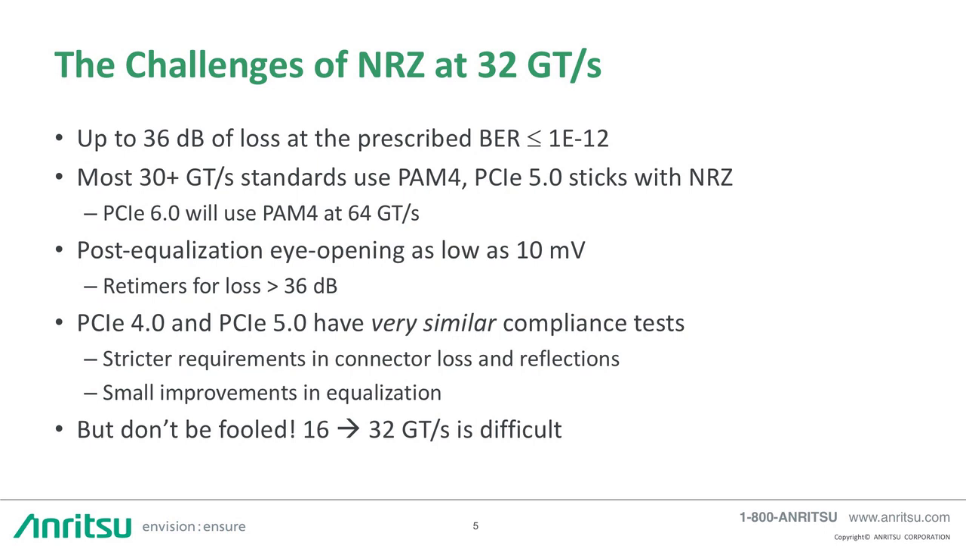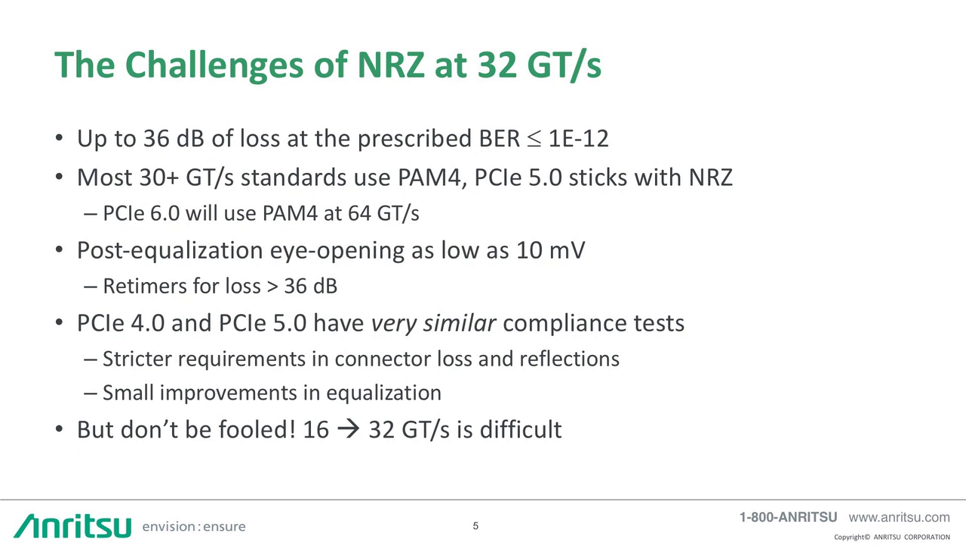To mitigate problems associated with loss, most of the other standards that operate in excess of 30 gigatransfers per second have adopted PAM4, the 4-level pulse amplitude modulation. But PCIe 5 continues to operate with the logic emulating baseband non-return to zero modulation scheme that uses, of course, high levels for logic 1s and low levels for logic 0s. It's widely anticipated that PCIe Generation 6 will make the switch. It operates at 64 gigatransfers per second, and it will operate with PAM4.